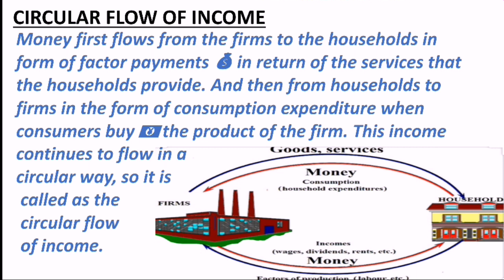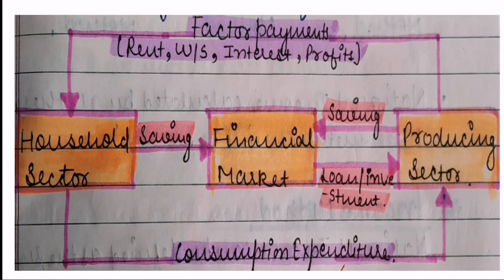In this way, money is continuously flowing from firms to households and then from households to firms in a circular way. Thus it forms circular flow of income. So circular flow of income is nothing but a continuous flow of income between firms and households. So money first flows from firms to households in the form of factor payments in return of the services that households provide, and then from households to firms in the form of consumption expenditure that consumers buy the product of the firm.